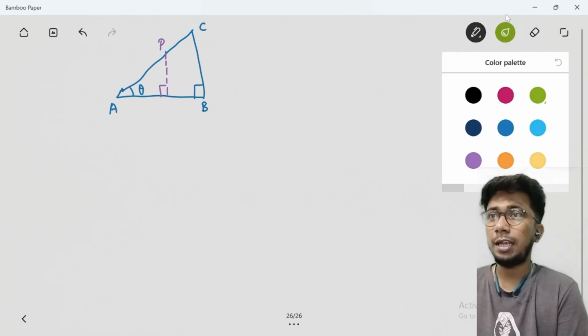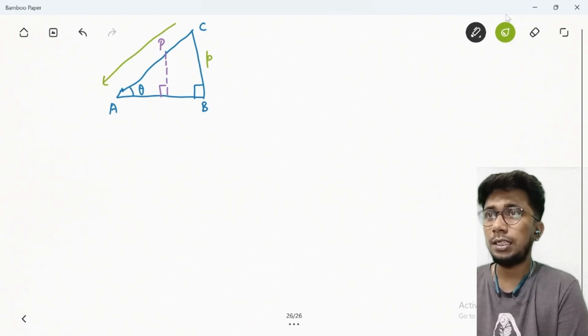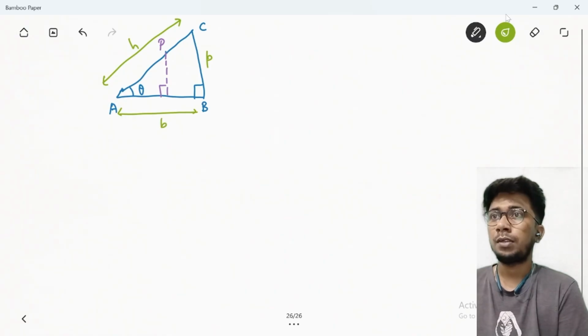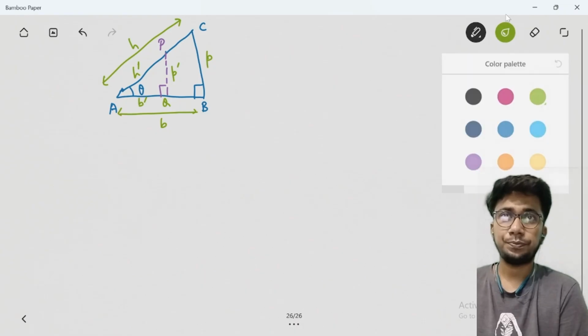In triangle ABC, this is going to be our perpendicular. This AC will be our hypotenuse and this AB will be our base. And in triangle, let's say this is Q. In triangle APQ, this AQ is going to be our base. Let's say it's B dash. This will be our perpendicular and this will be our hypotenuse. All right, fine.